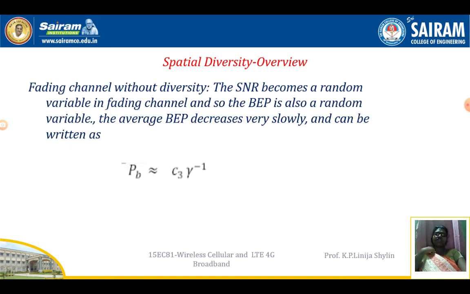Now, fading channel without diversity. The channel is fading, but you don't have diversity. So here the signal to noise ratio becomes a random variable in the fading channel, so the bit error probability is also a random variable. The average bit error probability decreases very slowly, and it can be written as PB approximately equal to C3 into gamma power minus 1.